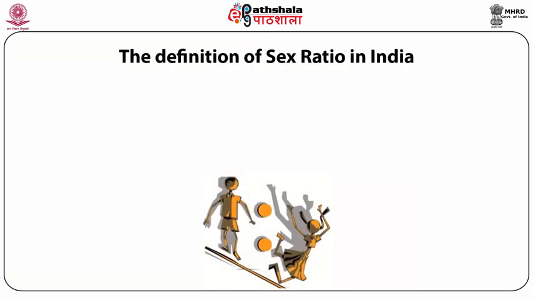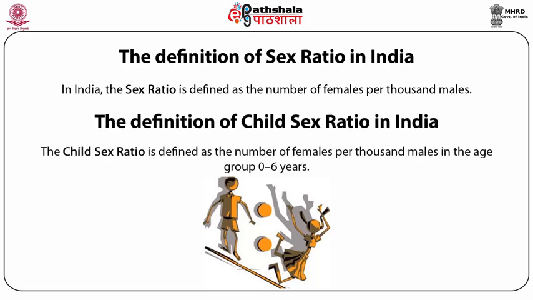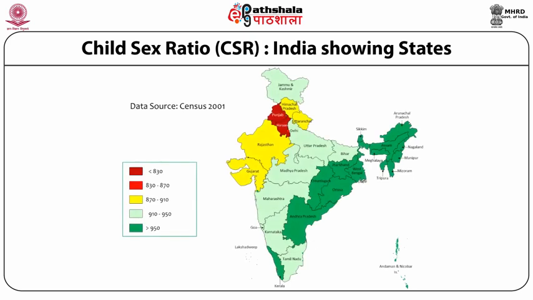We are starting with definitions. What is sex ratio? Globally and in India it is different. In India, sex ratio is defined as the number of females per 1,000 males, and child sex ratio is the number of females per 1,000 males in the age group of 0 to 6 years. We are using census for this entire presentation because census is the only source of data which will cover every habitation, every village, every ward in an urban area.